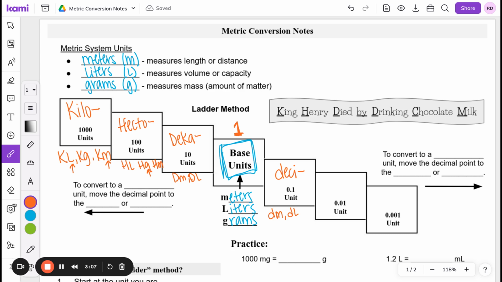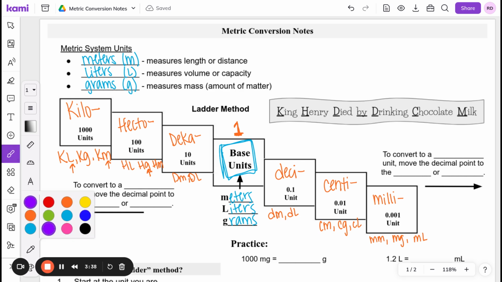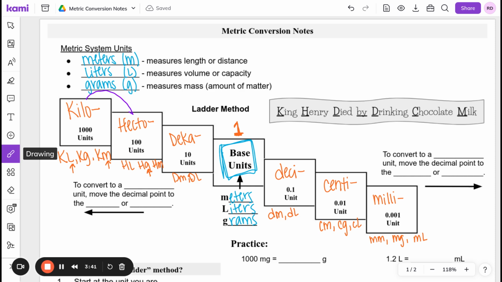It's going behind 1. Then we have centi, and this should be familiar because most of you are aware of centimeters. But you could also have centigrams or centiliters. And the smallest of them is millimeters, milligrams, and milliliters. So those are 1/1000th of a meter, or 1/1000th of a liter. So this ladder method, how it works is you can see the boxes are kind of set up like steps or like a ladder, and that's exactly how we're going to use it.